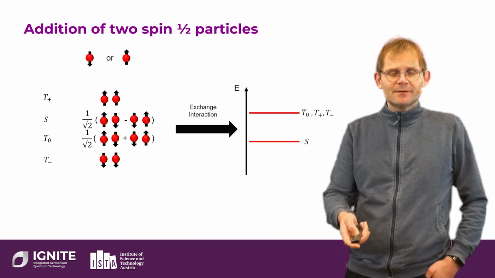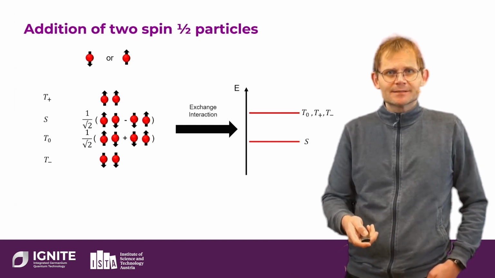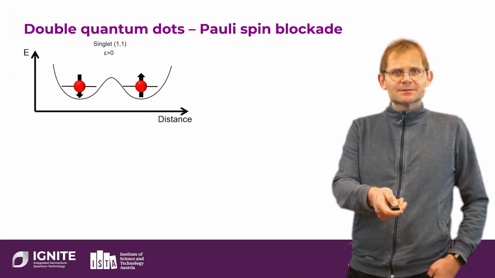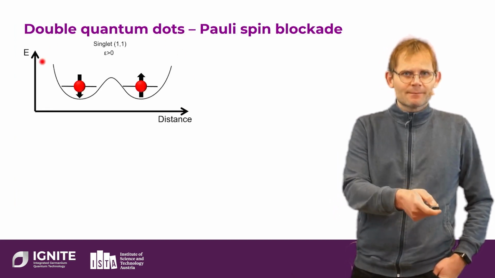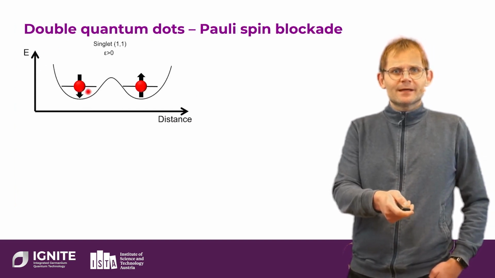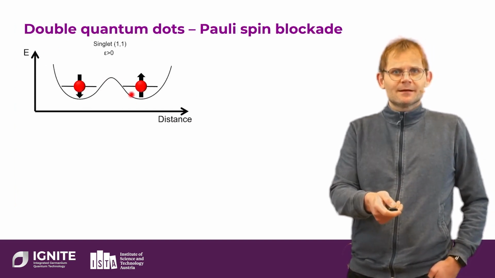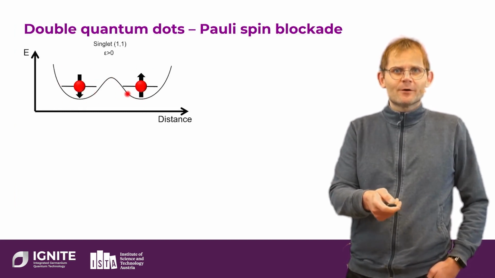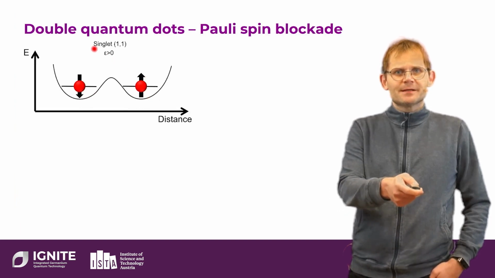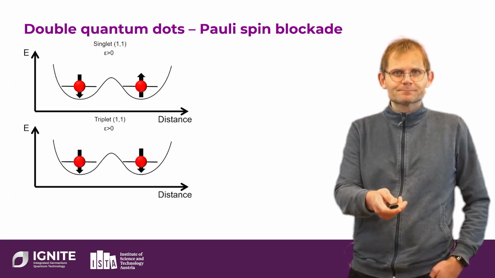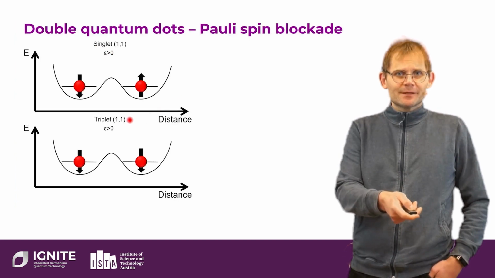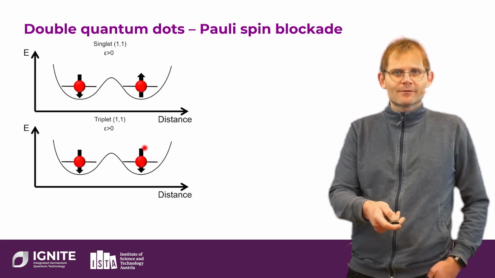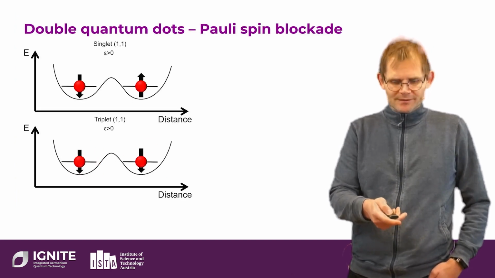One more concept which we need to refresh in order to understand how a singlet-triplet qubit operates is Pauli spin blockade. So let's imagine, again, we have our double quantum dot, and now we think of how we can put the two spins. So we can have one hole in the left dot, one hole in the right dot with opposite spins, and then we speak about the singlet (1,1) state. We can have also the triplet (1,1) state, where now we have again one hole on the left dot, one hole on the right dot, but now the pseudo spin points in the same direction.